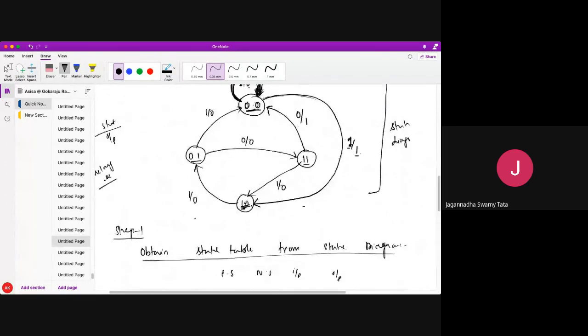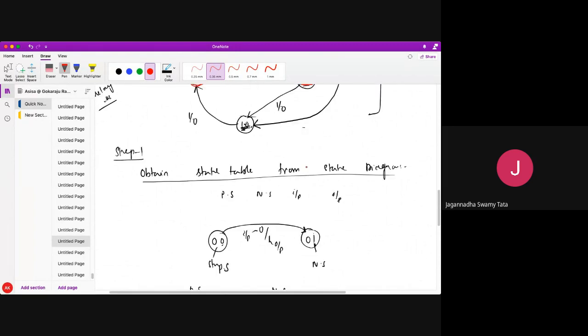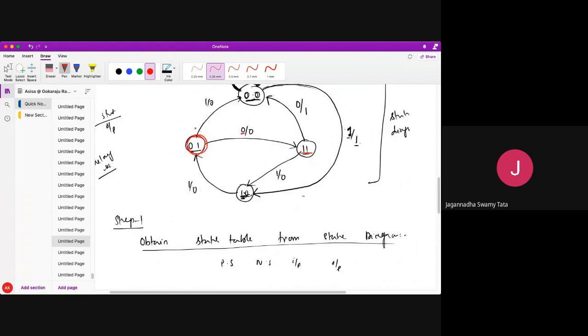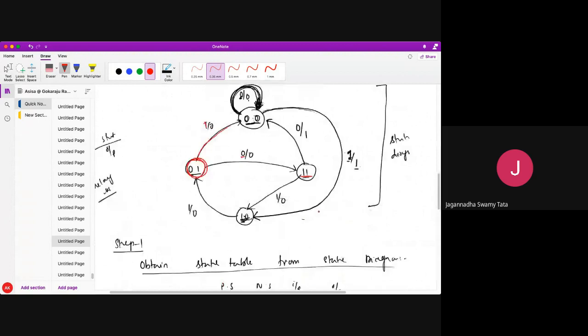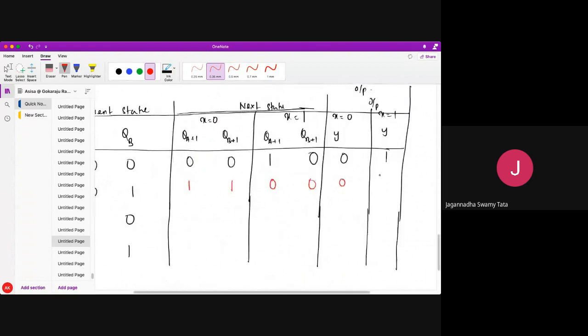Now present state is 0 1. Where am I now? Now my present state is 0 1. If my input is 0, which state am I going to? 1 1. So my input is 0, I am going to 1 1. Now my input is 1, which state am I going to? I am going to 0 0. Very simple. Now at x equal to 0, what is my output? 0. At x equal to 1, what is my output? 0. So we have both outputs 0 and 0.